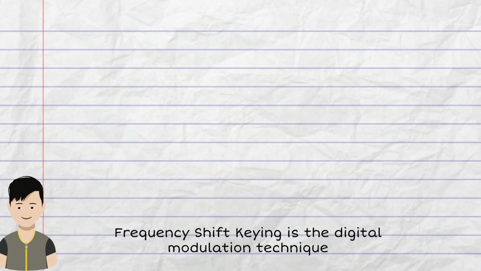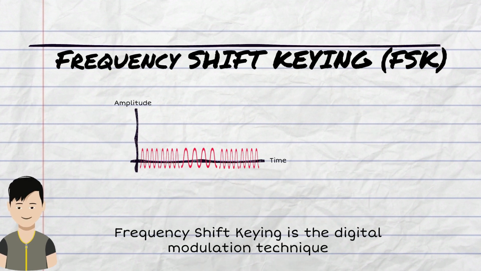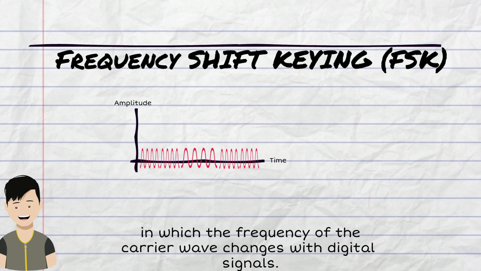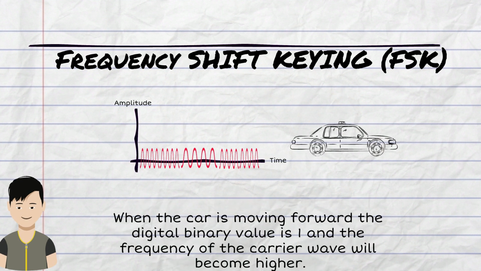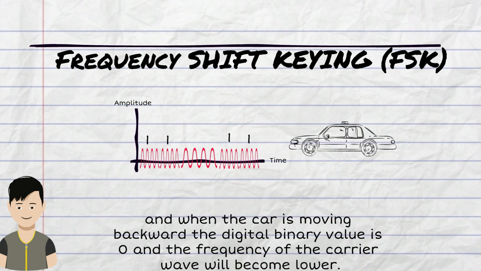Frequency shift keying is the digital modulation technique in which the frequency of the carrier wave changes with the digital signal. Imagine a remote-controlled car where the wireless communication between the remote control and the car itself uses a technique called frequency shift keying, FSK. When the car is moving forward, the digital binary value is 1, and the frequency of the carrier wave will become higher. And when the car is moving backward, the digital binary value is 0, and the frequency of the carrier wave will become lower.